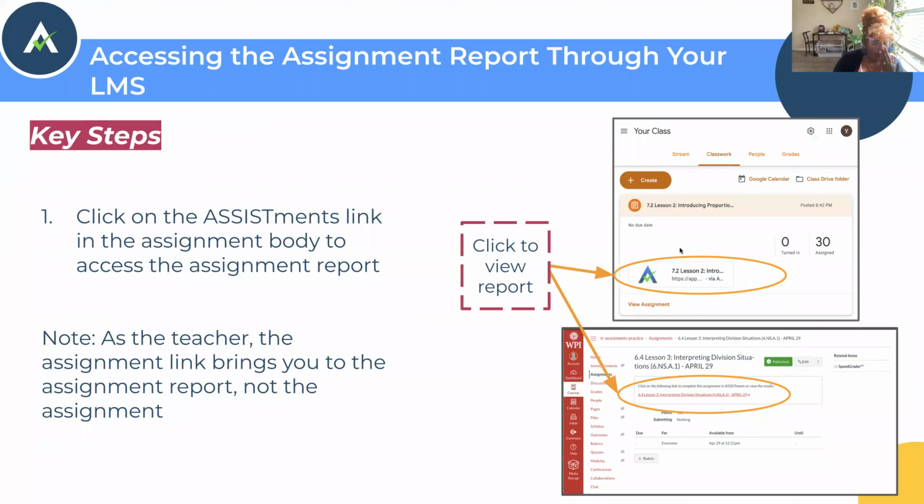So again, just recapping there, you can access it from your ASSISTments account or from Google Classroom or Canvas, depending on what you use. And one thing I will note here is your links will look exactly the same as the students' in Google Classroom and Canvas. The only difference is that when you click it, we identify you as a teacher and take you to your report. When students click it, it identifies them as a student and takes them to the problems you've assigned.